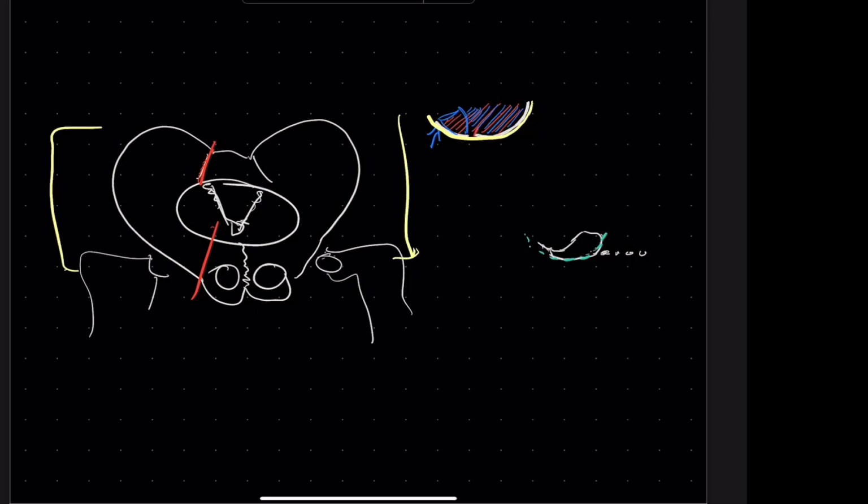As we pull tension on this belt or this swath that's wrapping around the patient, the goal is that this is going to pull that broken portion of the pelvis back up, sorry.